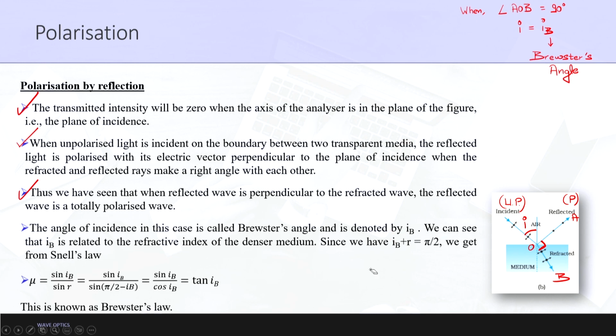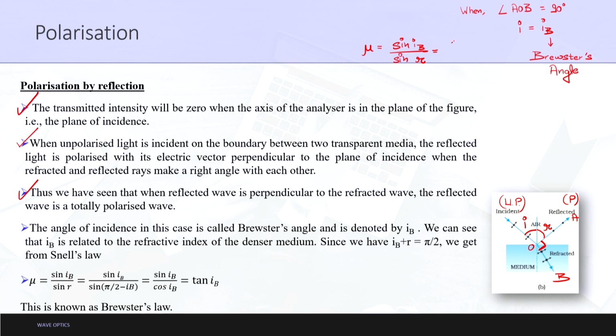IB plus R is equal to pi by 2, quite evident, because if this is 90 degrees and I write this as the value of R, then by mathematical formulation we can get that this angle plus this angle is also equal to pi by 2. Therefore, from Snell's law, which states that mu is equal to sine of IB by sine R. These concepts were explained to you when we proved the reflection laws using Huygens' principle, so you can refer to previous lectures and you will find these concepts there.